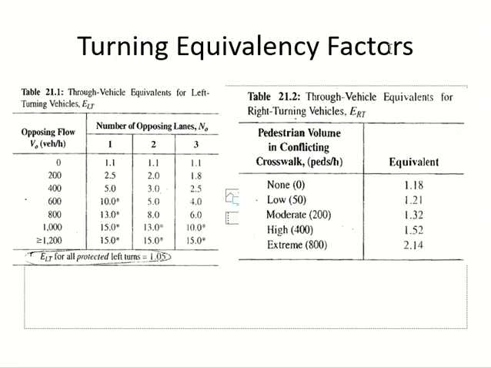Okay, and you can see the factors. If you are using the factor for left turning, you see the table. They are asking for opposing volume and opposing lanes. Okay. Now which one is opposing?